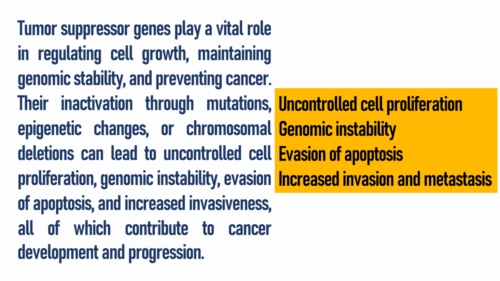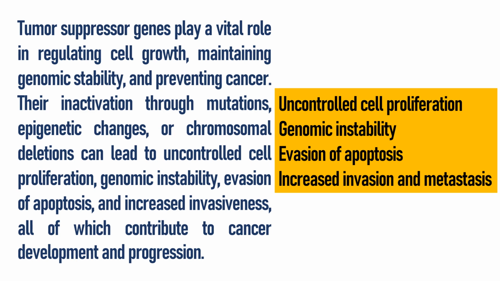Tumor suppressor genes play a vital role in regulating cell growth, maintaining genomic stability, and preventing cancer. Their inactivation through mutations, epigenetic changes, or chromosomal deletions can lead to uncontrolled cell proliferation, genomic instability, evasion of apoptosis, and increased invasiveness, all of which contribute to cancer development and progression. The consequences of mutations in tumor suppressor genes include uncontrolled cell proliferation, genomic instability, evasion of apoptosis, and increased invasion and metastasis.